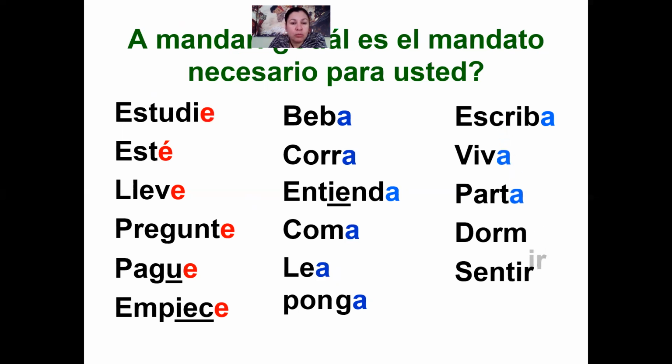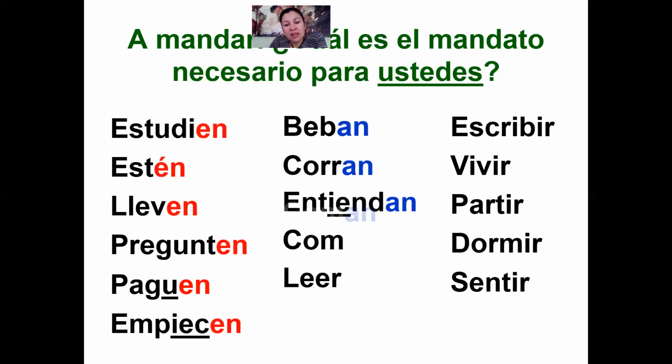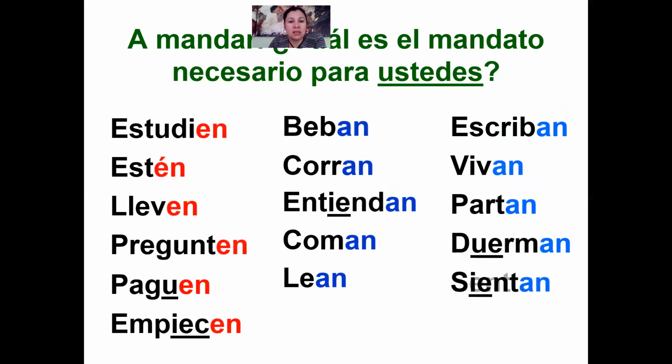Parta. Dormir has a stem change, then duerma. And sentir, sienta. Okay, let's make them plural. Estudien, estén, lleven, pregunten, paguen, empiecen, beban, corran, entiendan, coman, lean, escriban, vivan, partan, duerman, and sientan.